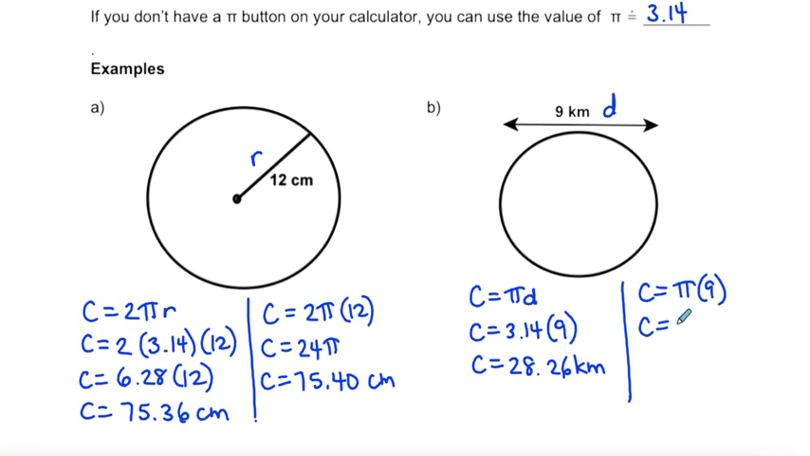And that gives me 28.27 if I round to the nearest hundredth. So again, you'll notice they are close, but they are not exactly the same. So keep that in mind when you are doing your calculations that involve pi.